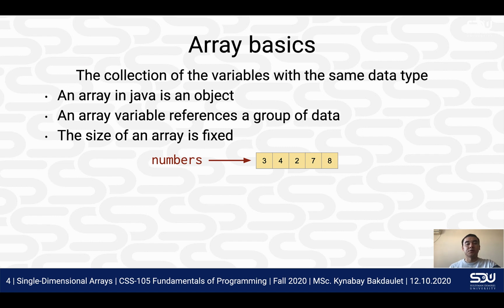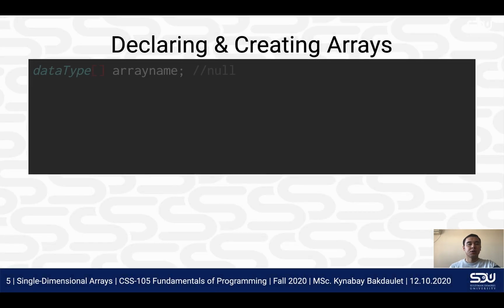Okay, then let's see how to declare and create an array. This is how we declare an array. First, you should write the data type which you want, for example, String, maybe integer or double, and after that followed by brackets. It means that you say to the computer that you want to create a group of elements of this data type. After that comes the variable name. In this situation, it is arrayName. And at this point, arrayName will contain null.